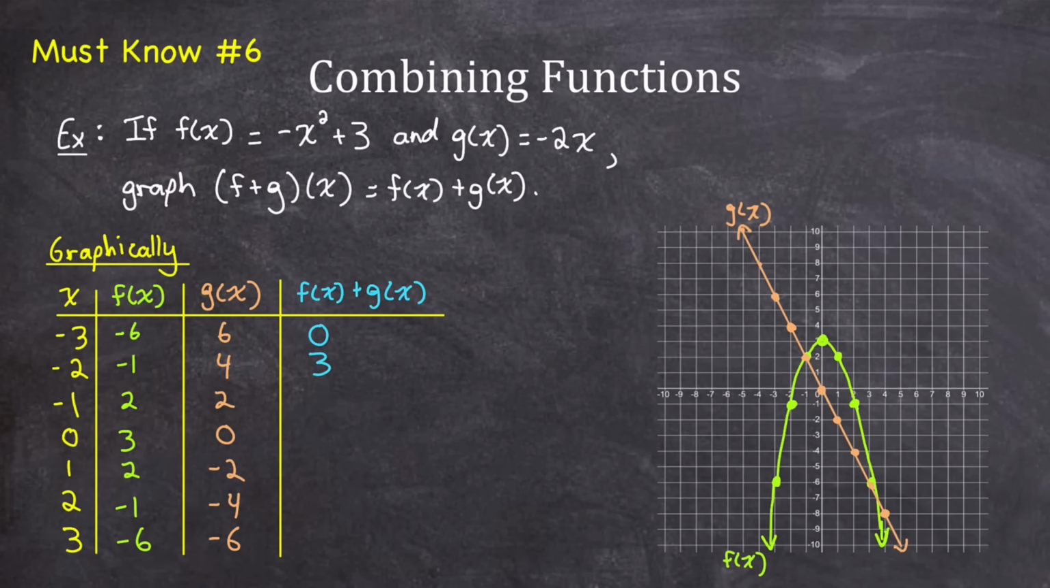And if I continue adding all the pairs of y values for f of x and g of x, I get the following. And now I can plot all the points for f of x plus g of x. Here's all the x values, and here are their corresponding y values. If I graph them, I'll see I get a quadratic relationship.